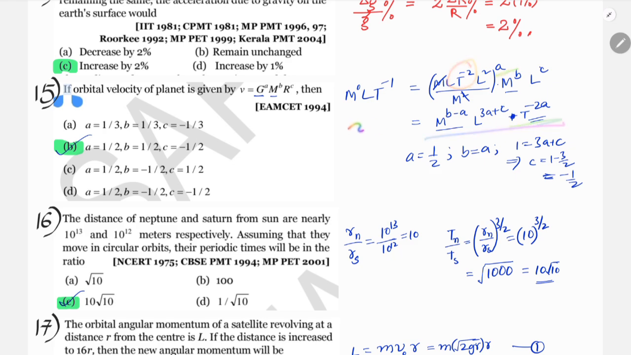Now when you compare both the LHS side and RHS side, M power b minus a equals 0. What does it mean? b equal to a. Now L power 3a plus c is equal to L power 1. So now we will get c equal to minus of. Now substitute the values; these are the dimensions with respect to G, M and R.